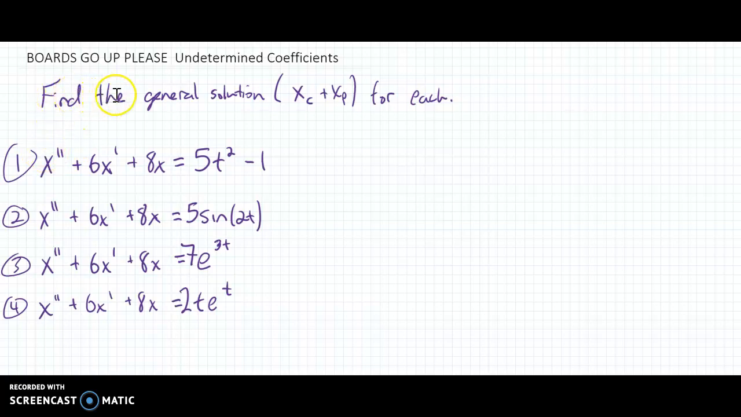So what we're going to do is find the general solution to each of these. Remember, that is an xc plus an xp for each of these. The first one is x double prime plus 6x prime plus 8x equals 5t squared minus 1.